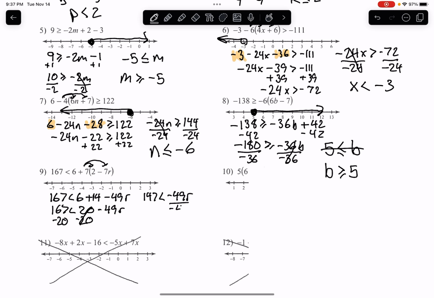Divide by that negative 49. And r is negative 3 is greater than r. So we're just going to flip that around. R is less than negative 3. So open circle at negative 3, arrow going left for less than.